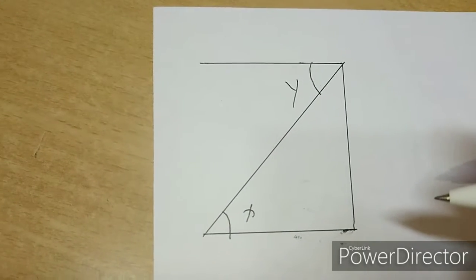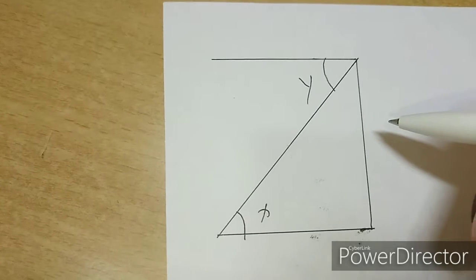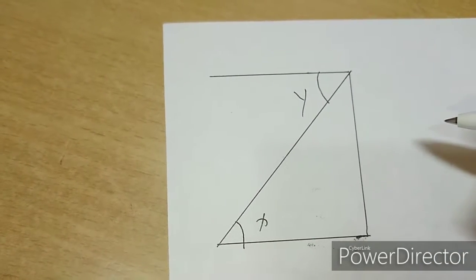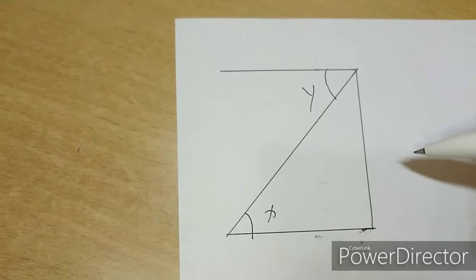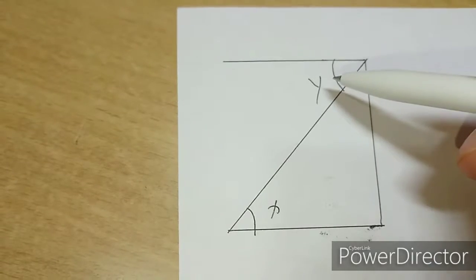Alright, so now let's start with the simple problems in heights and distances. I'm considering that you already know what sines, cosines and tangents are. So let's start with this figure, and here I have two angles, x and y.